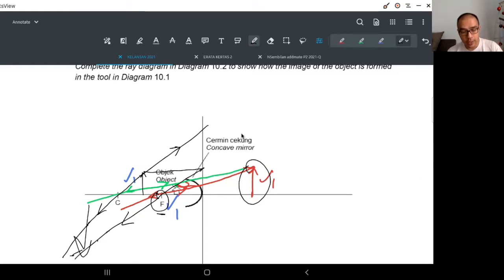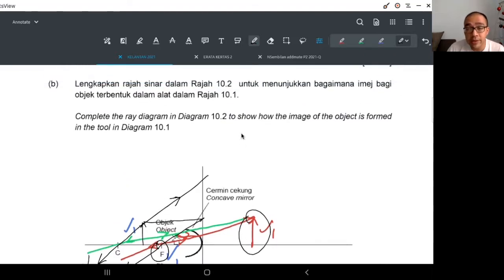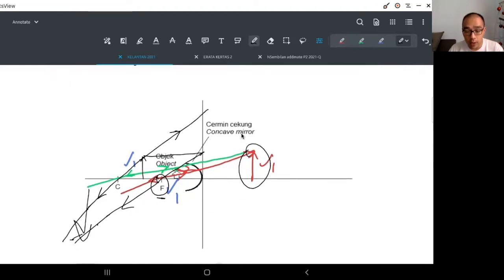Okay, so in this question, they don't ask for the characteristics of the image. Dia tidak minta ciri-ciri image. Okay, but in case they do ask, you need to remember that when we talk about the characteristics of the image, you have to mention three.